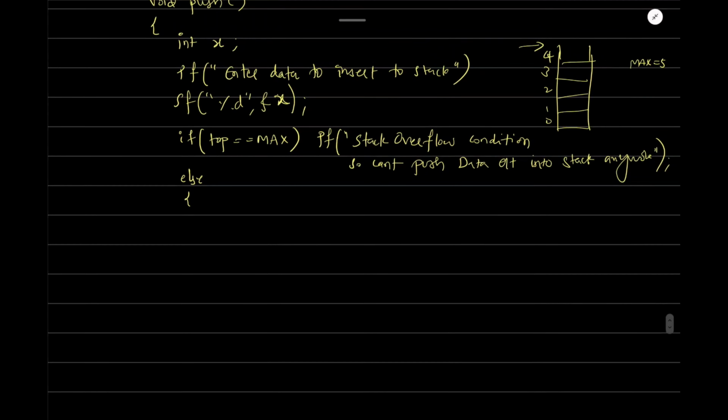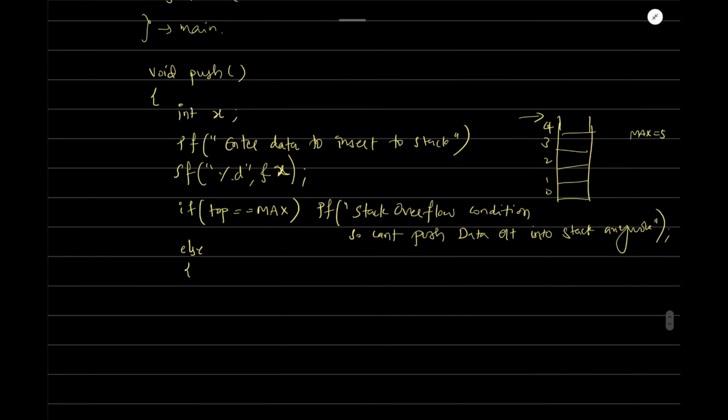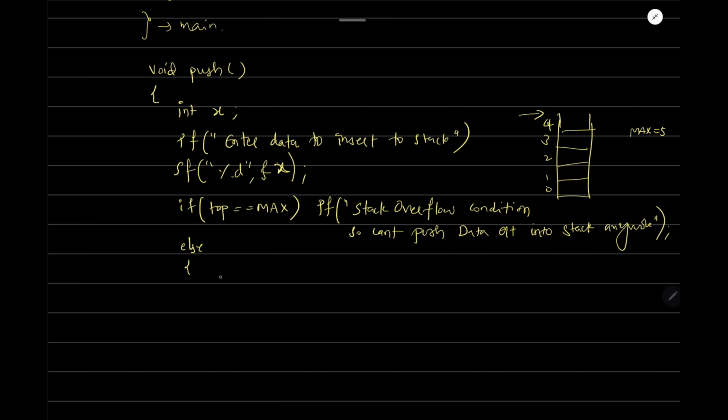Okay, so if it is the else condition, we'll increment the top and then we'll insert the element. So s of top is equal to x. Let's say we have already 10, 20. Now the top will be here. Now I want to insert the data 30 here. So I will increment the top initially and insert this value. So s of top is equal to x means the 30 will be inserted.